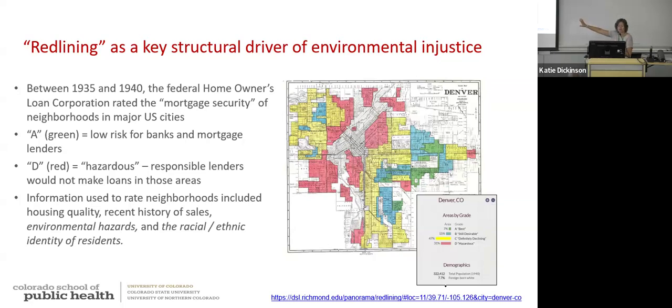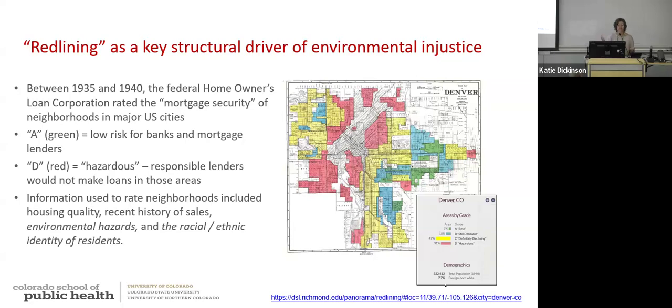This is the redlining map for Denver. And so you can see that neighborhoods were rated on a scale from A, which is green, which is low risk, meaning this is a great place to lend people money. If you lend people money here, they're going to pay it back. It's great, green light, go forth and lend. All the way to D, which was red and hazardous, right? If you lend people money here, they're not going to pay it back. This is a big risk. Don't do it.